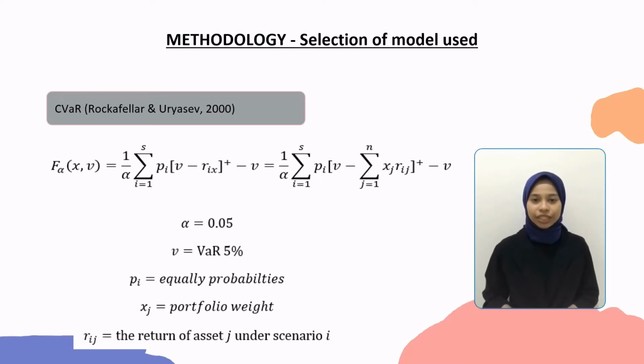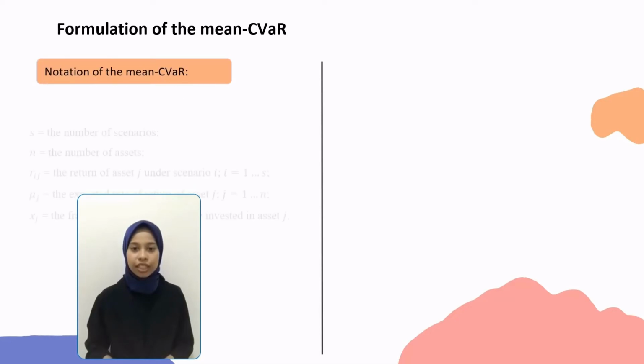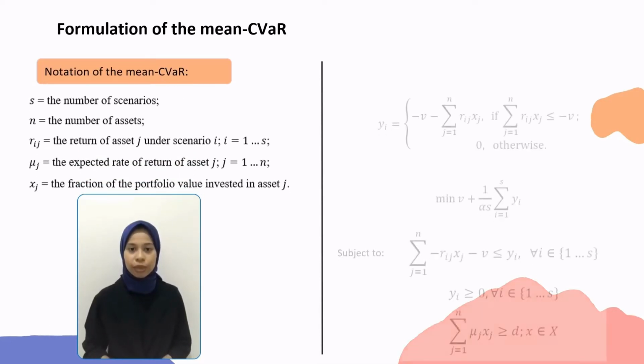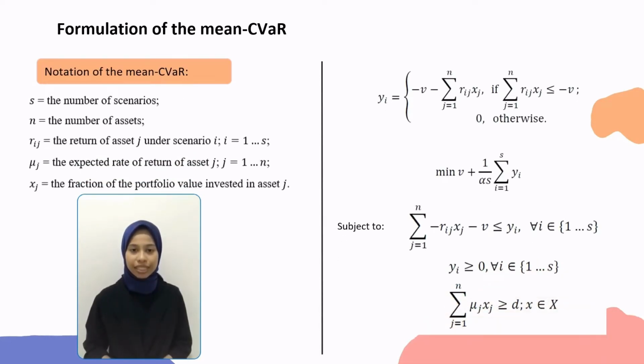Rij is the return of asset j under scenario i, which is obtained from the simulated return Rm. This equation is used in the formulation of the Mean-CVaR model. This is the notation of the Mean-CVaR, followed by the condition that focuses on the worst cases in the scenarios.